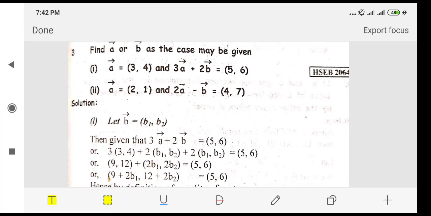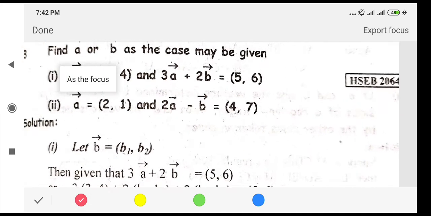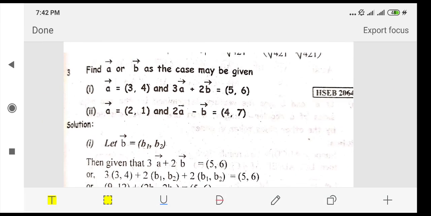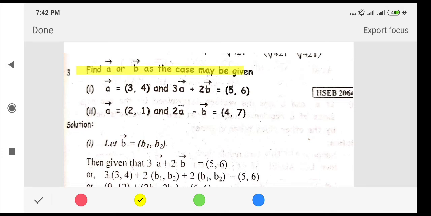Question number 3 is, find vector A. We have to find vector A, just a minute. Okay, so we have to find vector A or vector B as the case may be given. According to the case, we have to find vector A or vector B.